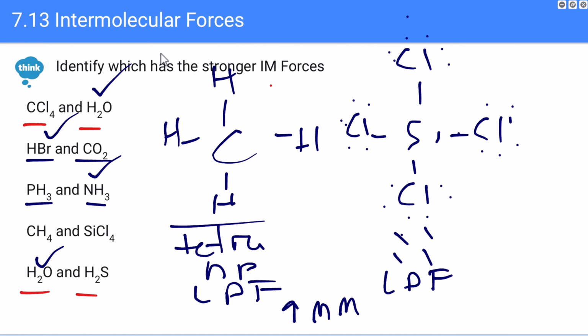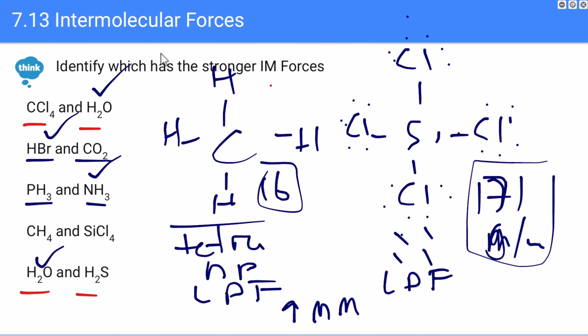So CH4's molar mass is somewhere around 16. SiCl4's is much larger than that. Just doing it off the top of my head, it's like 71, which is 142, and 29. It's like 171 grams per mole, something like that. So in this case, SiCl4 has the stronger intermolecular forces.